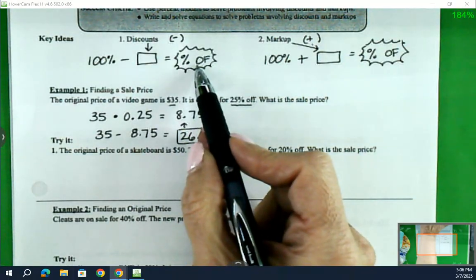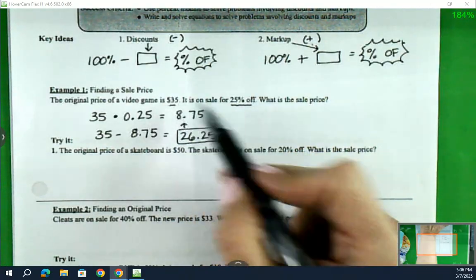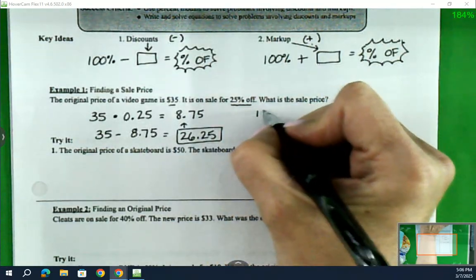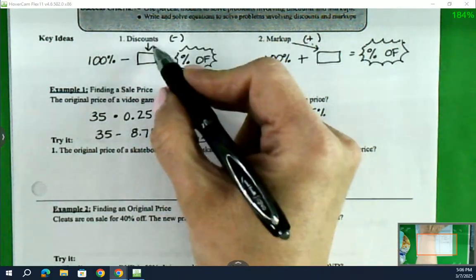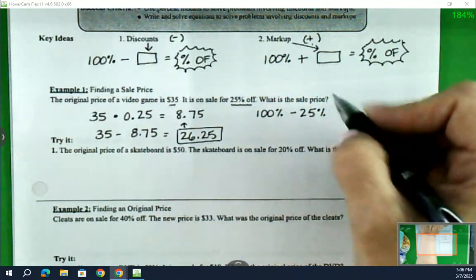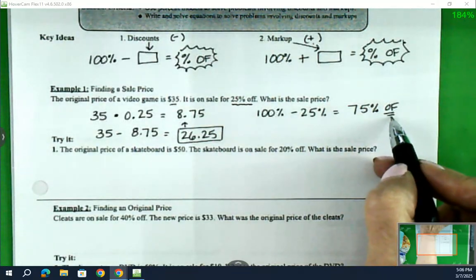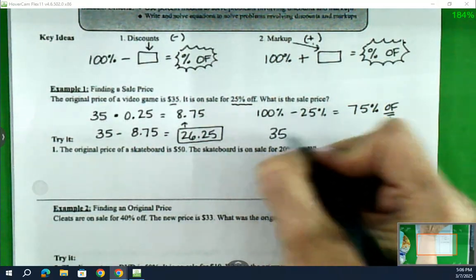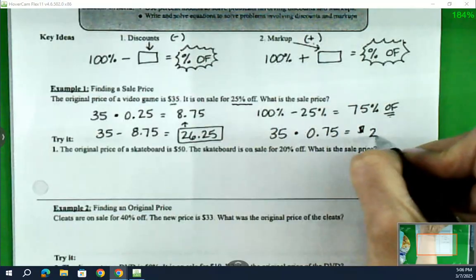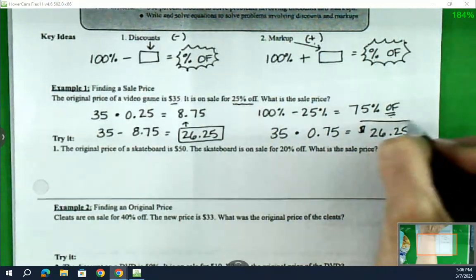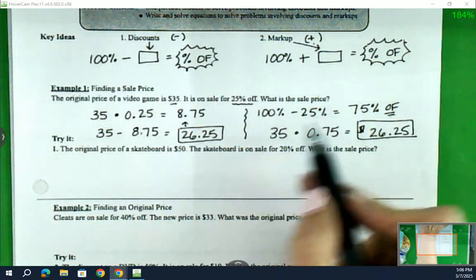Now, we want to practice using the one-step method. So if I'm taking 25% off of an item of $35, then I'm really only paying 75% of it, because 100% minus the 25% discount, okay, we subtract a discount, means I'm only paying 75% of it. So in one step, I could do the $35 times my 0.75, and I know that I'm going to be paying $26.25.